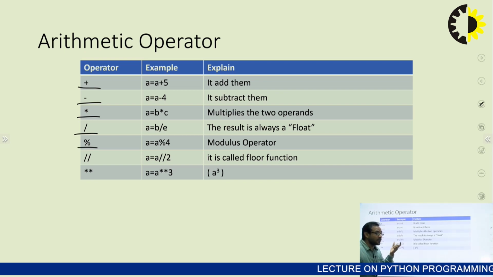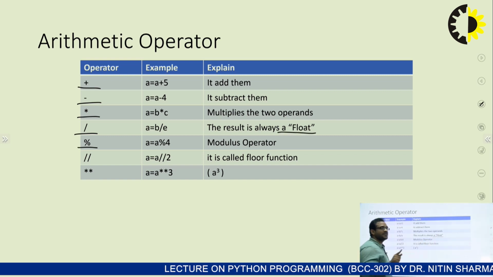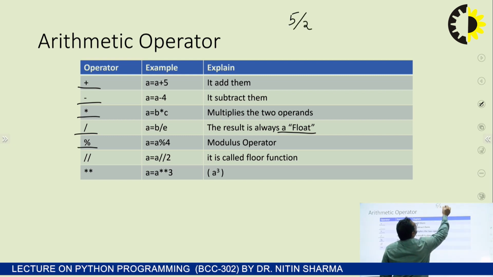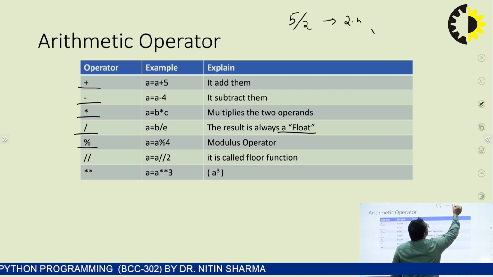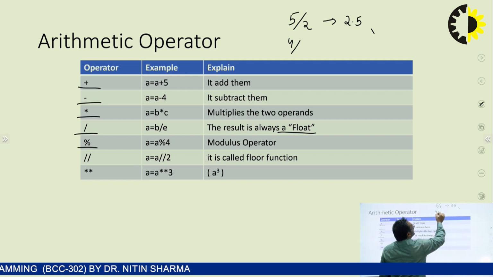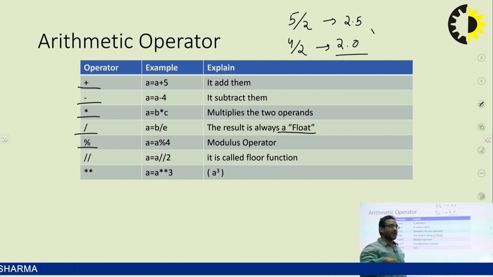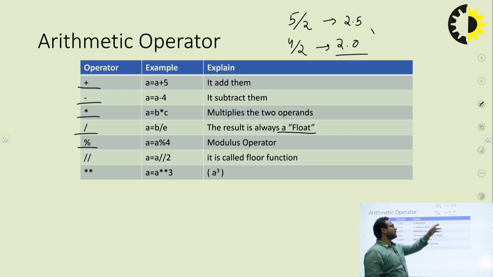The main point of division in Python is that the result is always a float. If I do 5 divided by 2, it returns 2.5. If I divide 4 by 2, it returns 2.0. Whether it is completely divided or partially divided, if it is partially divided it gives a float answer, and if it is completely divided it also gives a floating point answer. Understood?